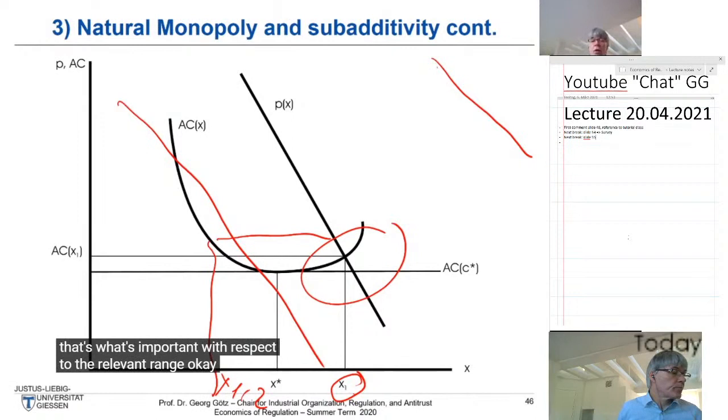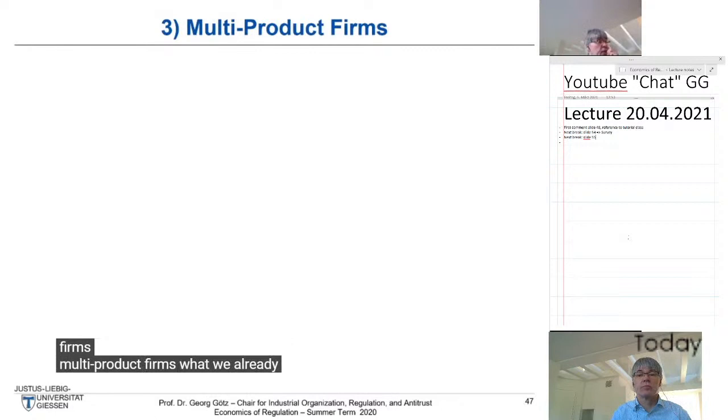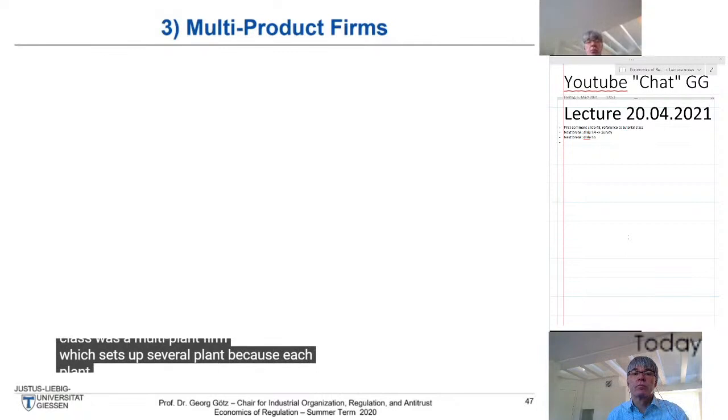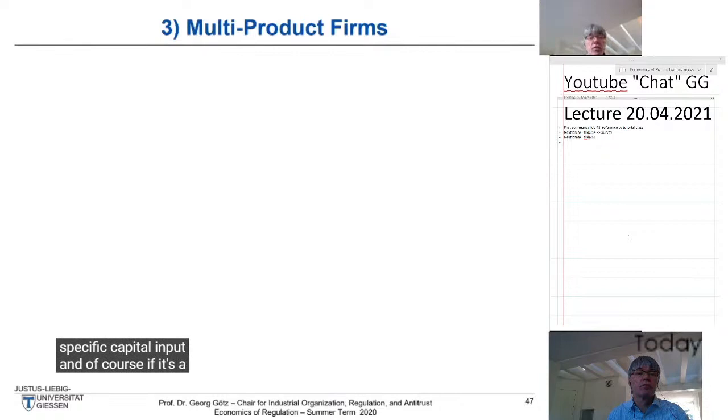Okay, but now we move on to multi-product firms. What we already discussed on Tuesday in the tutorial class was a multi-plant firm, which sets up several plants because each plant has a specific capital input. And of course, if it's rather small, you rather set up several plants. But now we move on to multi-product firms.